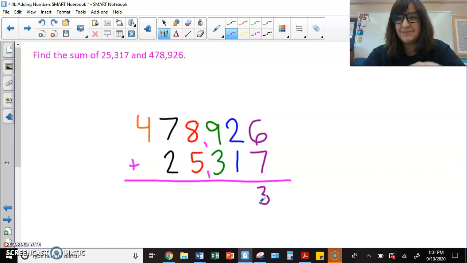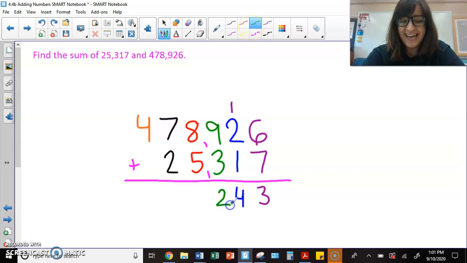But out of 13, I'm going to take 10 of those ones and I'm going to trade it in for 1 ten over here. So now I have 2 tens plus 1 ten plus 1 more ten, so I have 4 tens, nothing to carry over. Next, I have 9 and 3. 9 plus 3 is 12.